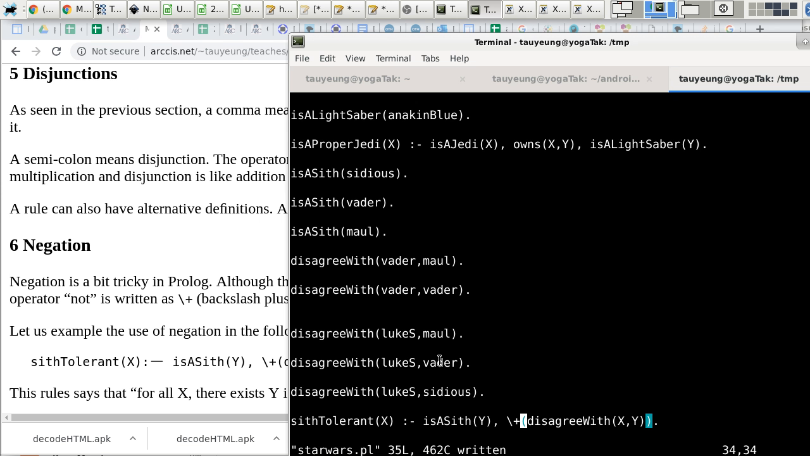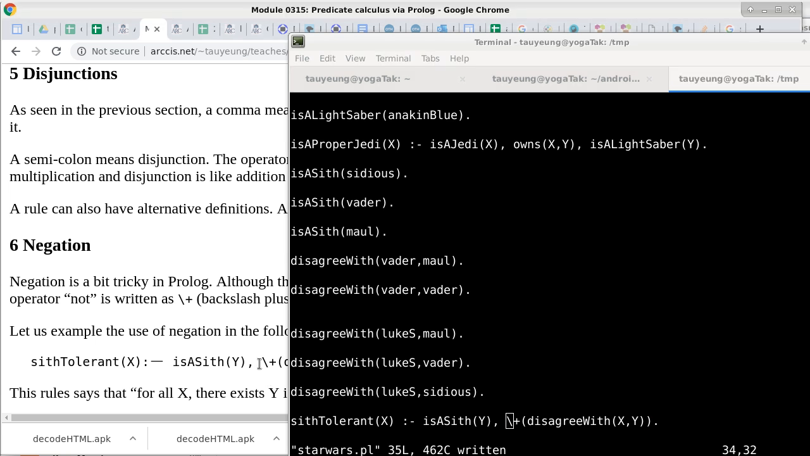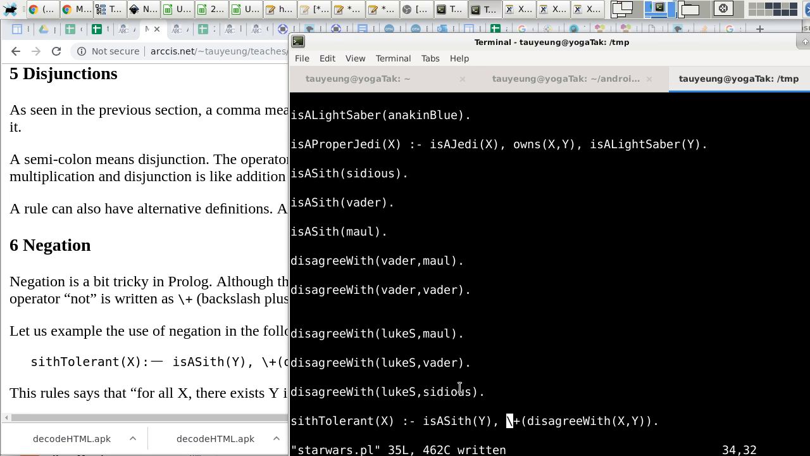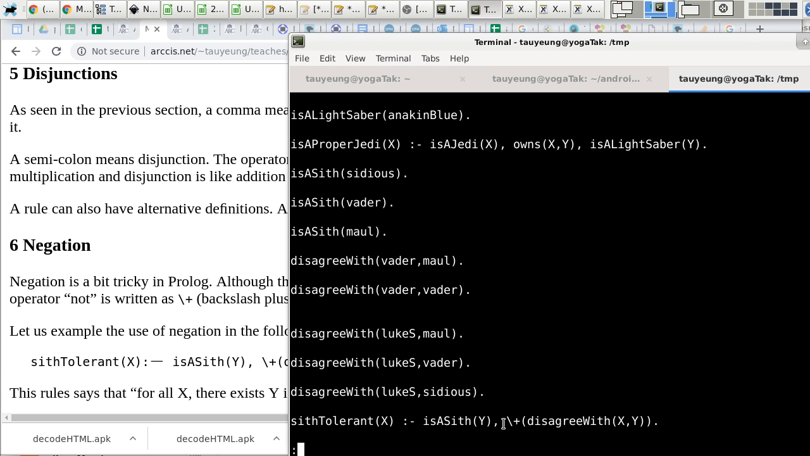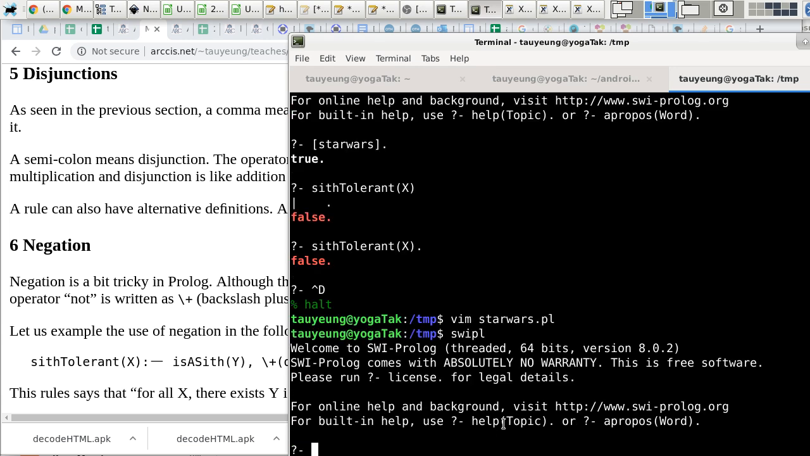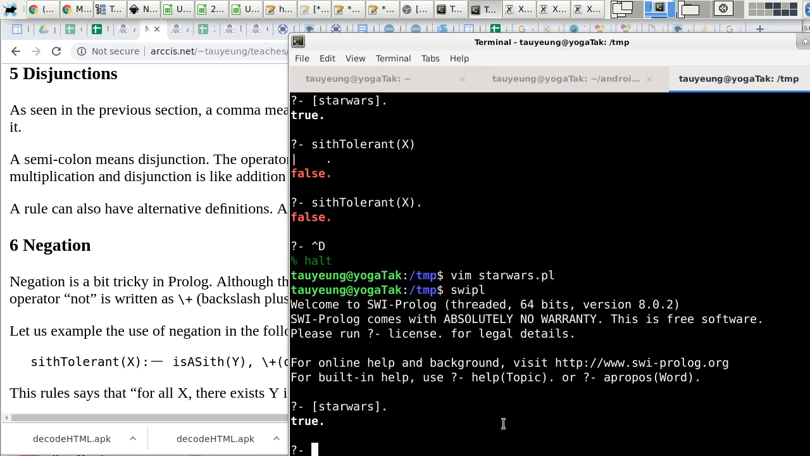It should have worked. So it could be the backslash plus cannot handle a white space. I really don't think that is the case. I might have made some other mistakes. Is the slash the right slash? Pretty sure that's the right slash. Does the spacing between rules matter? No, the spacing should not matter. All right, well, we'll give that a try. And then we ask the same thing, Sith tolerant.